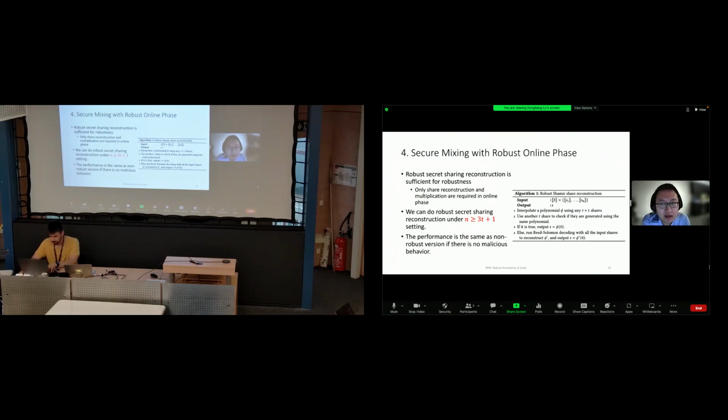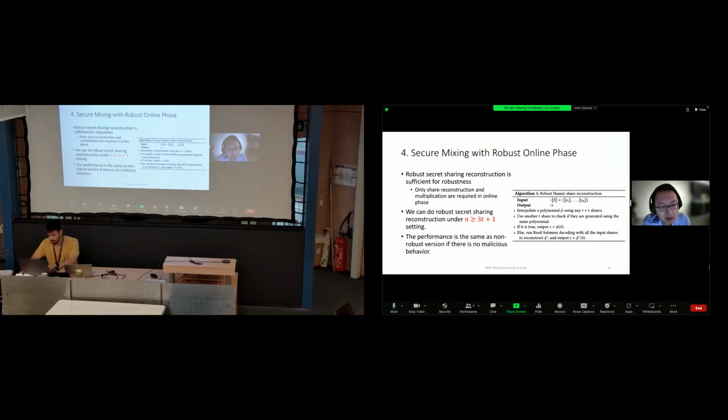Now let's talk about robustness. Our protocol simply relies on secret sharing reconstructions and secret sharing multiplications. And if you use Beaver triple techniques, multiplications can also be reduced to secret sharing reconstructions. That means if we have robust secret sharing reconstruction, then we can have robustness for our protocols. By the way, robustness means that even when the adversary engages in malicious behavior, we can still guarantee that the honest parties get the correct output. So it's a strong security property.